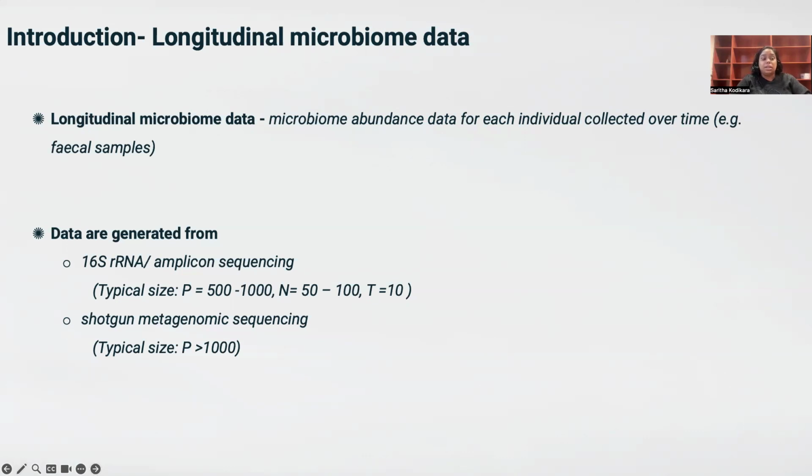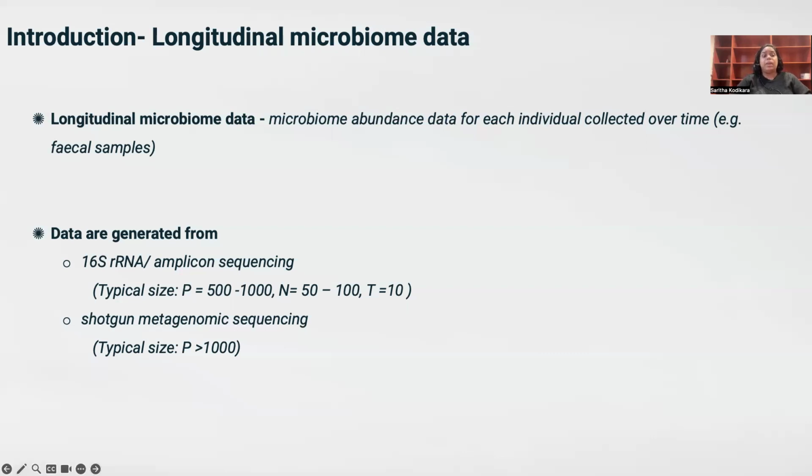The other one is shotgun metagenomic sequencing, where you observe all the taxa that are living in the sample. When you look at 16S amplicon sequencing, I have defined P, N, and T. P is the number of taxa. From a statistical point of view, this is the number of variables you have in your data. N is the number of samples you have. T is the time points.